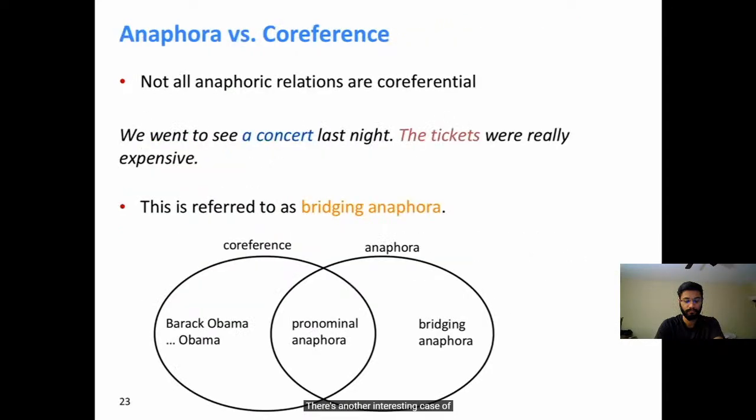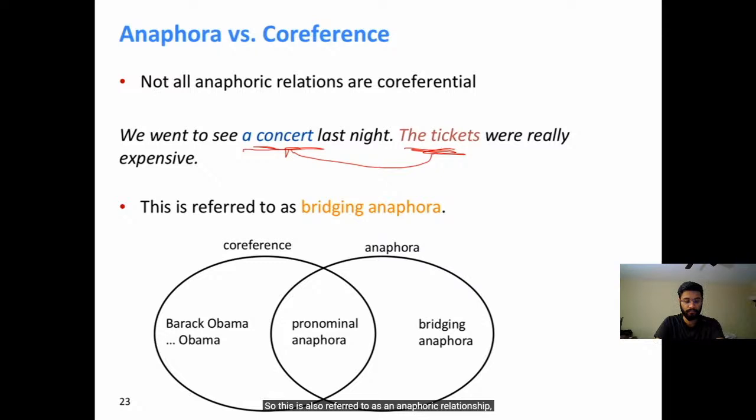There's another interesting case of anaphoric relationships which aren't the same as reference, where you could have looser forms of anaphoric relationships. So you get lots of sentences like this. We went to see a concert last night. The tickets were really expensive. So we have this mention here of "the tickets", but really, to interpret "the tickets", we have to interpret them with respect to this mention back here, "a concert". Because really what this is saying is, the tickets for the concert were really expensive.